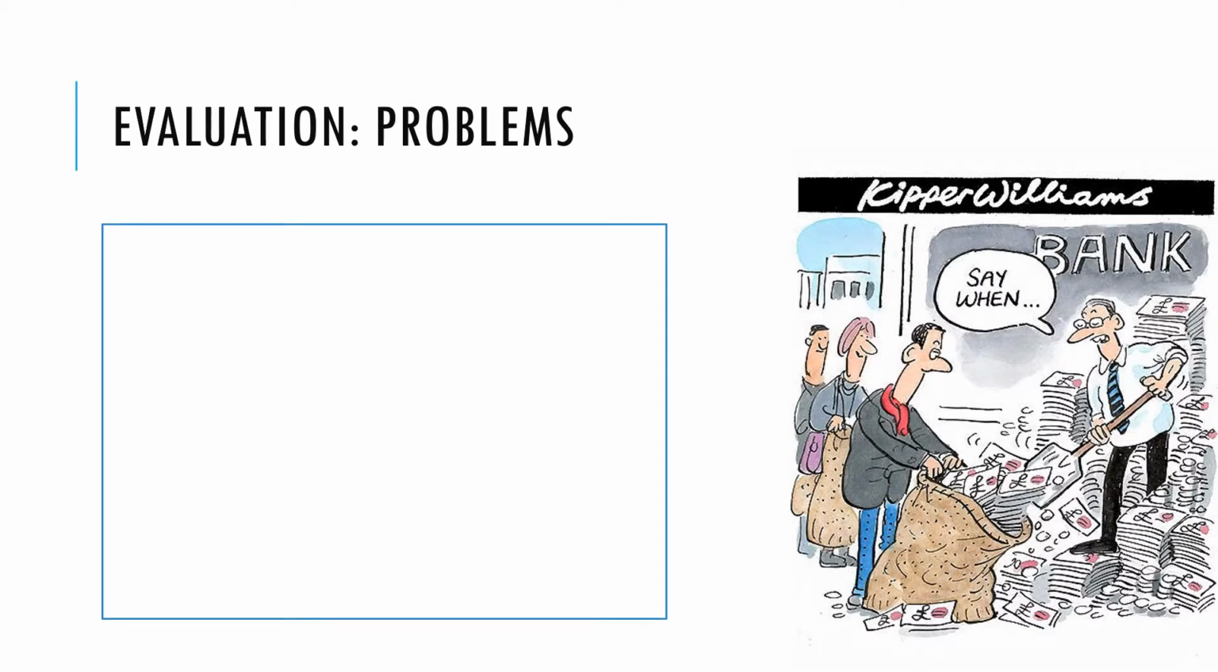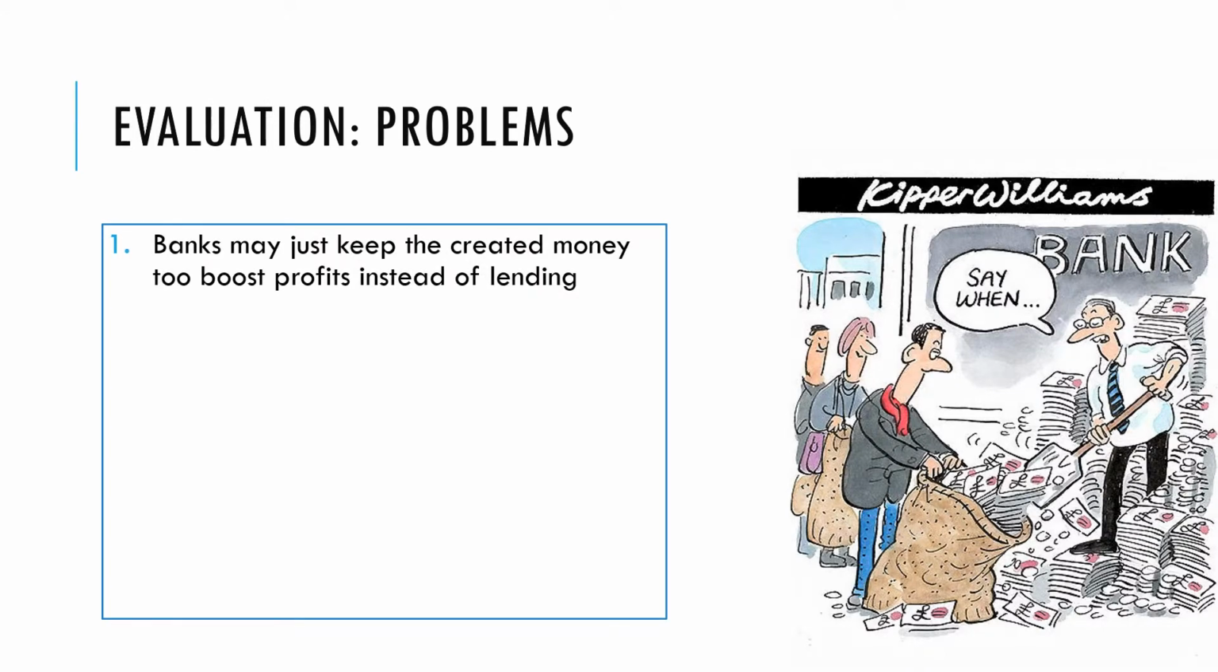So in evaluation, what are some of the problems with quantitative easing? Well, often what we've seen is that banks may just keep the money that they receive for selling government bonds to boost their profits instead of lending. This is particularly relevant at a time of a financial crisis when one of the main reasons was poor profitability and losses made by banks. They were like, thank you very much for the money for the government bonds. We'll just keep that at the moment.